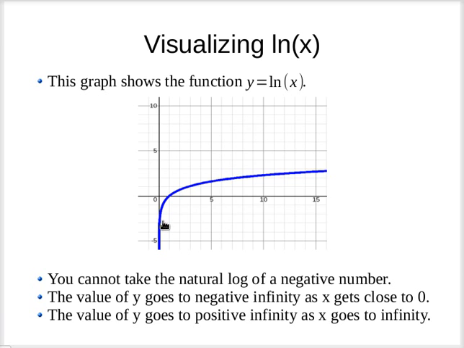The third point is that the value of y goes to positive infinity as x goes to infinity. So you can see that as x is getting bigger here, the natural log, or y, is getting larger also. It's growing very slowly, but in fact, if you do keep going out and x keeps getting bigger and bigger, then y will eventually get to any number that you want to get to. So it does go to infinity in the end.